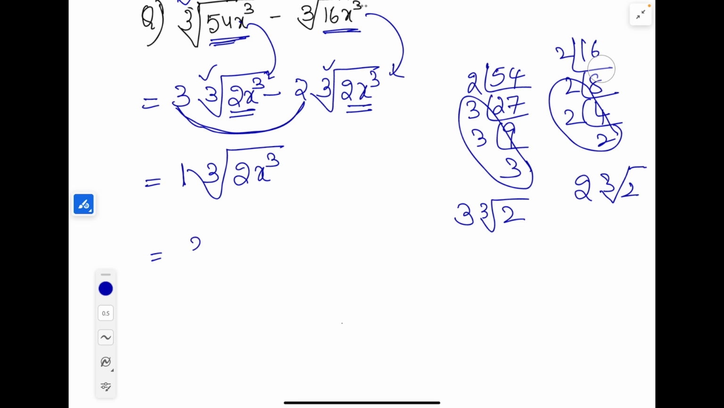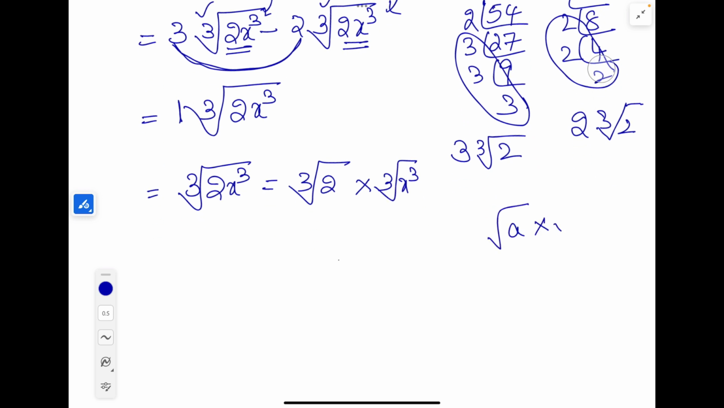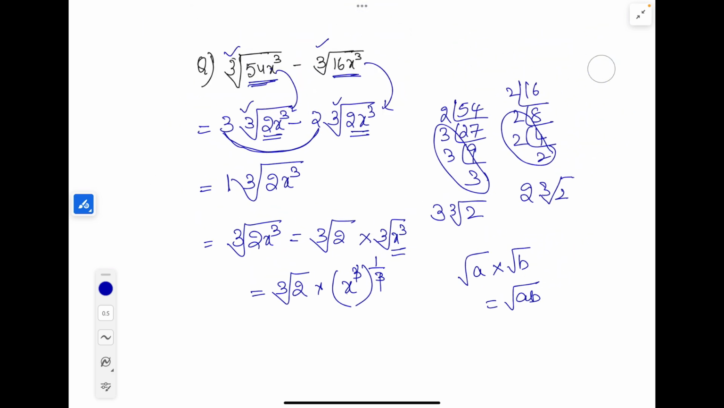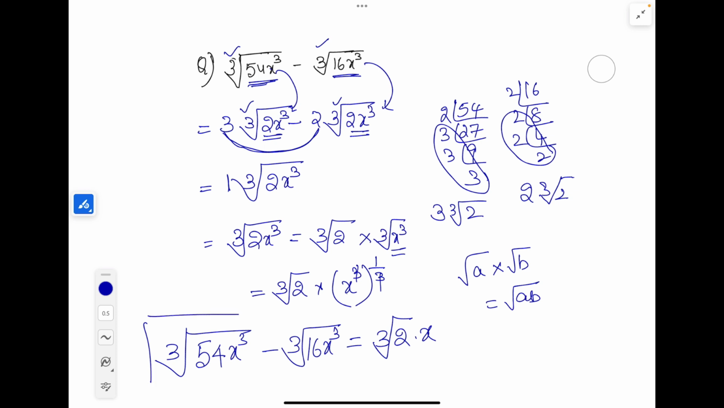Now the cube root of 2x cube can be written as the cube root of 2 into the cube root of x cube, right? Because we know root of a into root of b is root of ab. So I can put the radical symbol individually also. So the cube root of 2 I am writing as it is. Can I write the cube root of x cube as x? If I remove that index, I have to put the whole to the power of 1 by 3. So this 3 and this 3 will get cancelled. So finally the answer for the question is the cube root of 2 times x. So this is the answer.